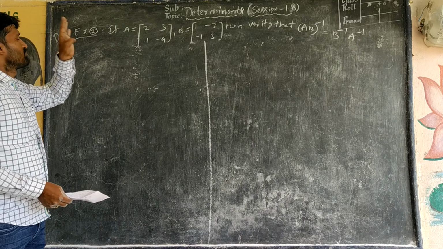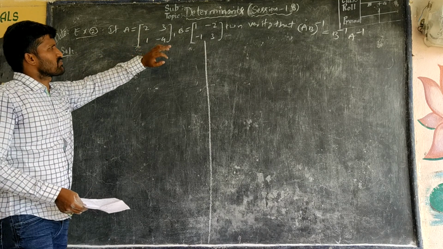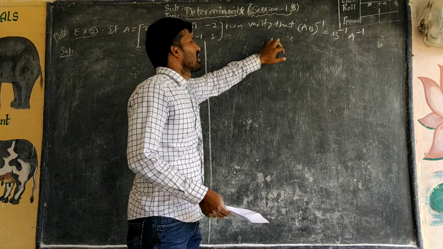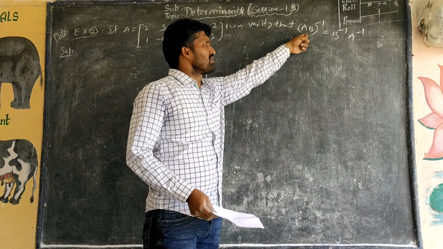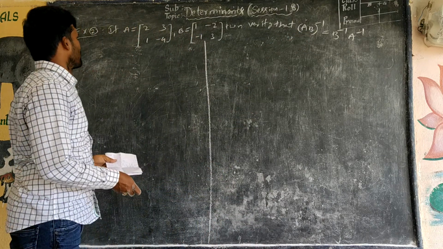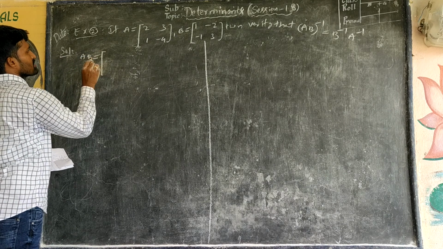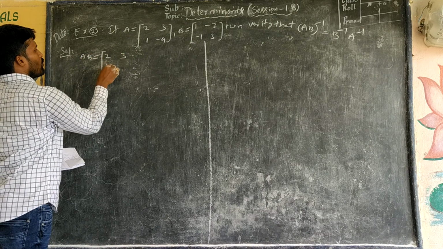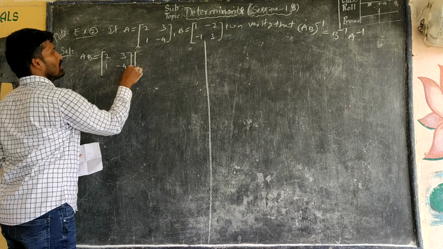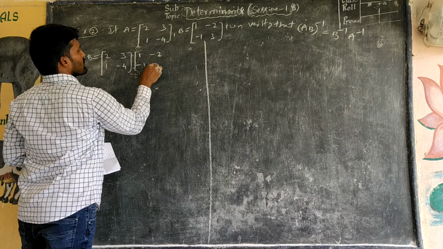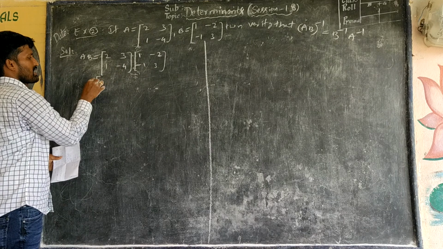Come to the next column. A is [2, 3; 1, -4], B is [1, -2; -1, 3]. We need to prove or verify that (AB) whole inverse equals B inverse into A inverse. Now to get the LHS, first find the AB matrix: [2, 3; 1, -4] into [1, -2; -1, 3]. Now multiply these two matrices.